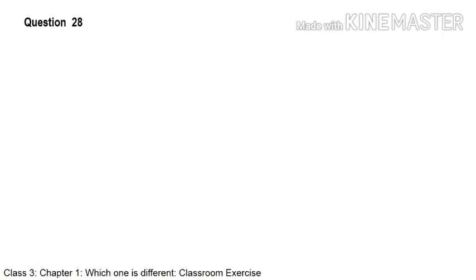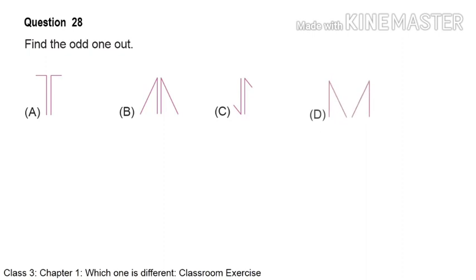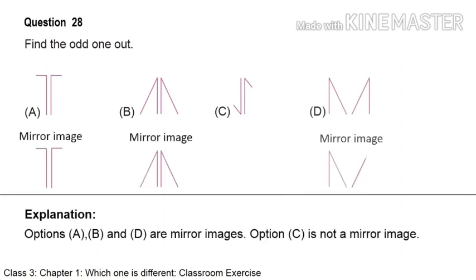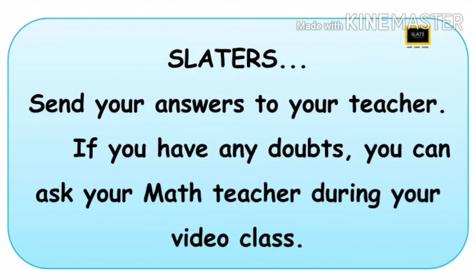Let's take a look at the last example. Find the odd one among these. We have option A, B, C, D. Option A, B and D are mirror images, while option C is not a mirror image. Hence, the answer is option C.